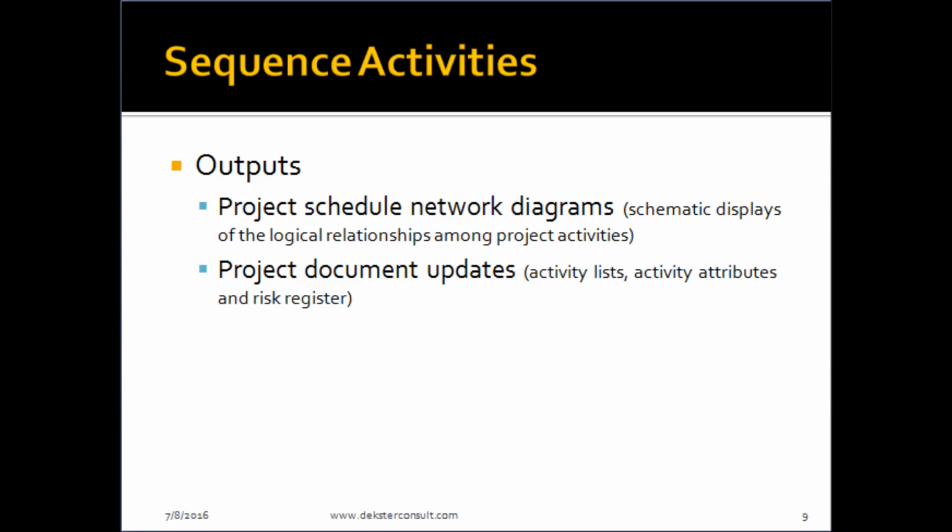When we sequence our activities, the diagram that we will come up with if we use our precedence diagramming method is called a project schedule network diagram, and this is just a schematic display of the logical relationships among the project activities.